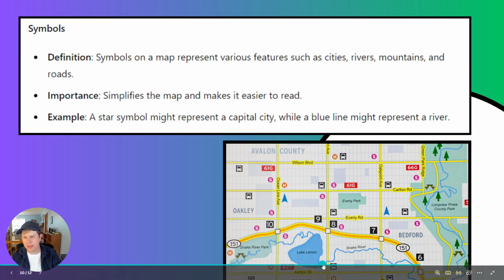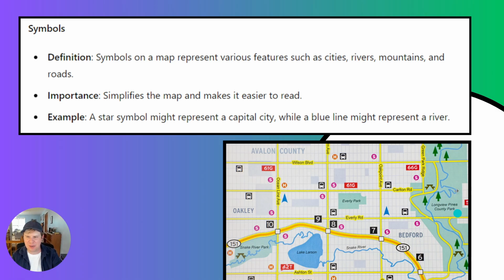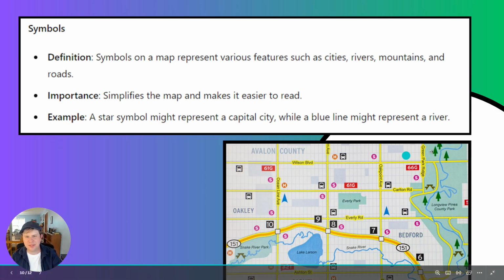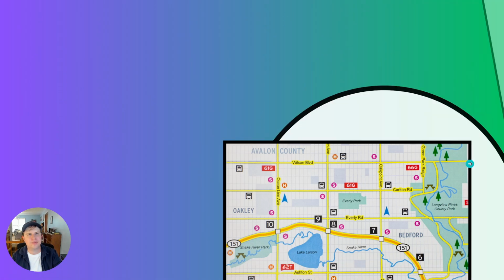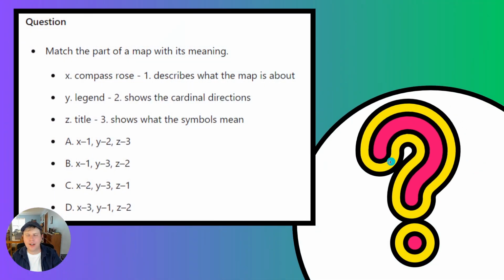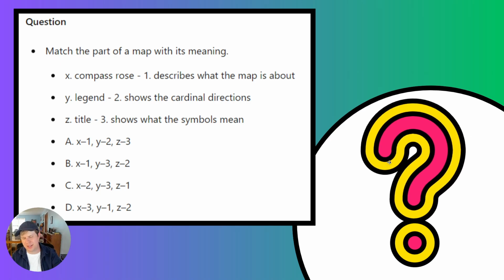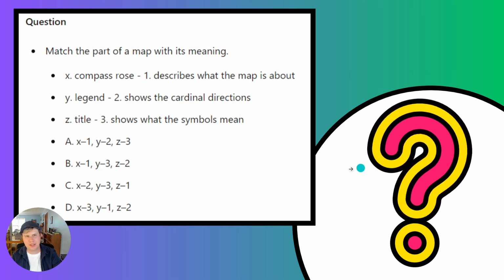We've got our blue line right over here being labeled as the Snake River. We've got this orange and yellow line, which is probably representing an important highway or interstate. We've got these little trees, probably for park symbols, with the Longview Pines County Park over here. You get the idea. Now, those are just a few basic parts of the map, but enough to help you get started with pretty much any map you're going to run into.